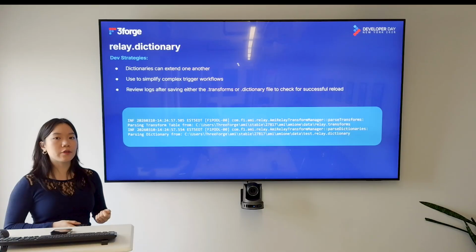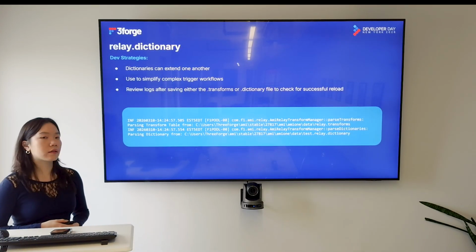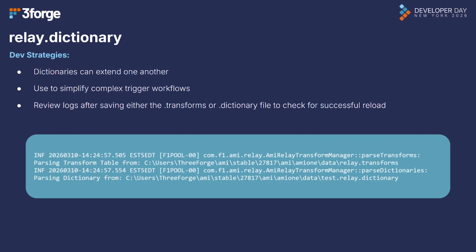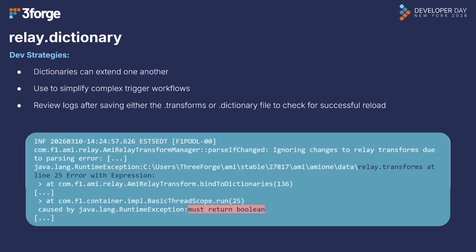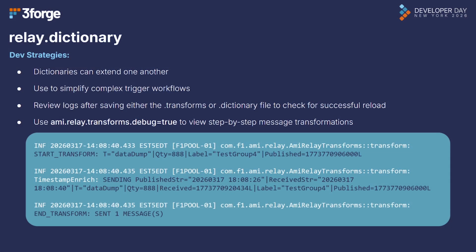Another useful thing is that when you edit the relay dictionary or transforms files, AMI will automatically reload it even during runtime. And when that happens, you'll see in your logs 2 lines if the reload was successful. Otherwise, if there was an issue with any of the changes you've made, you'll see logs that will point out exactly what file and where the error was. Finally, you can turn on debug mode for relay transformations. So this allows you to see step-by-step message transformations for every message that comes in. So for every message, there will be a series of 3 log lines, which show you the message before it was transformed, after, and then how many total messages were sent.